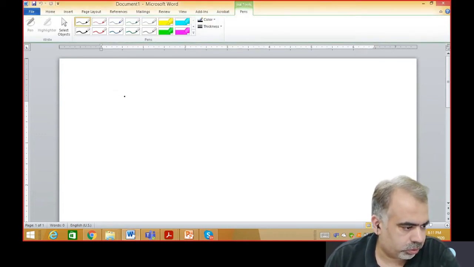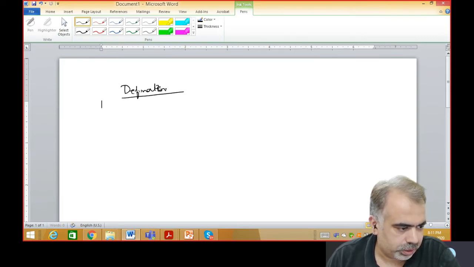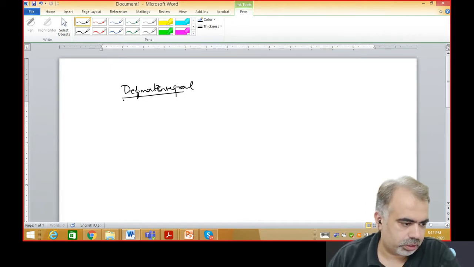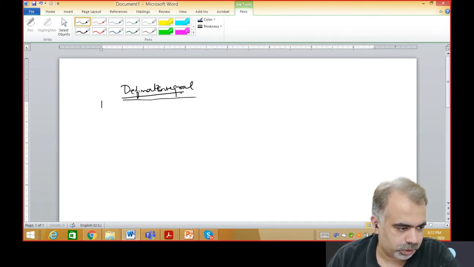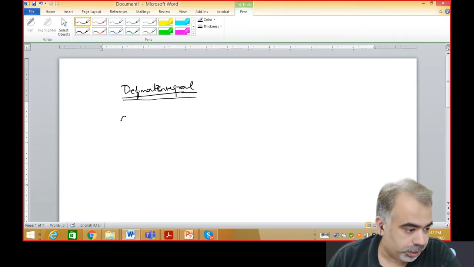So today's topic is very important, and we are doing the definite integral. In the last class we discussed the definite integral properties, and we discussed three properties. In today's class we are discussing one very important property of the definite integral, that is the integral ranging from minus a to a of f of x dx.